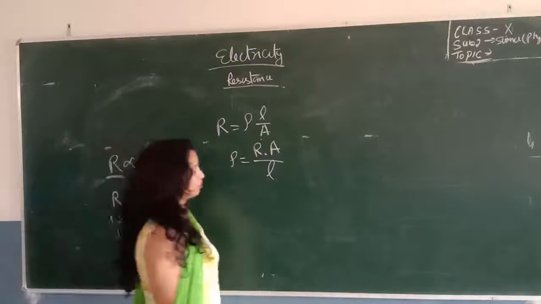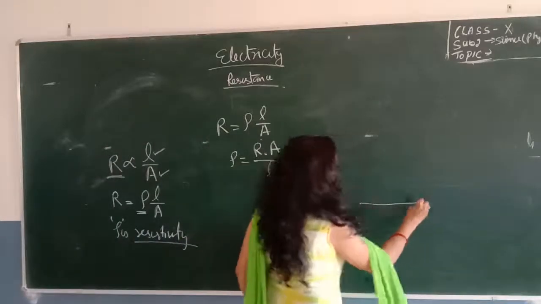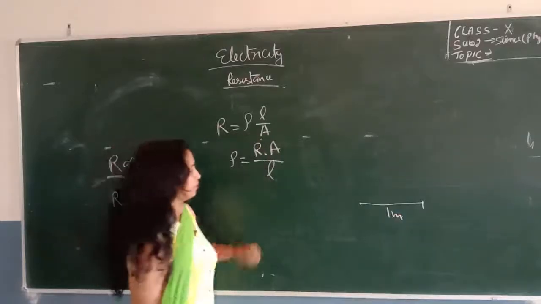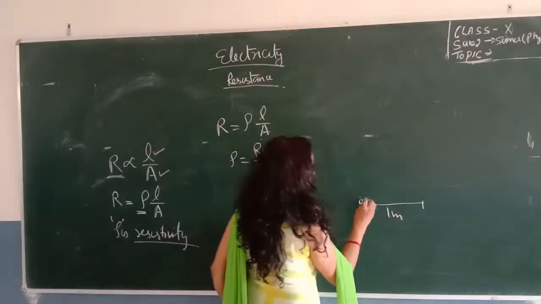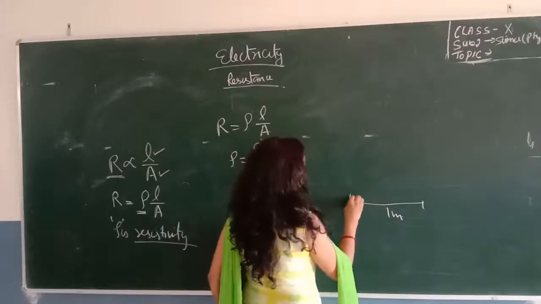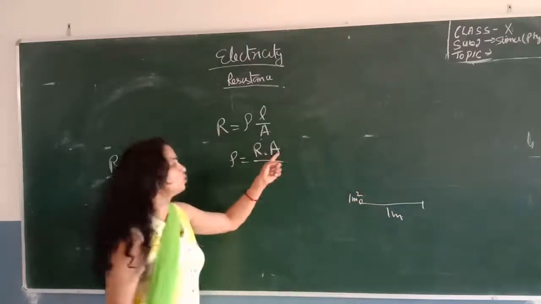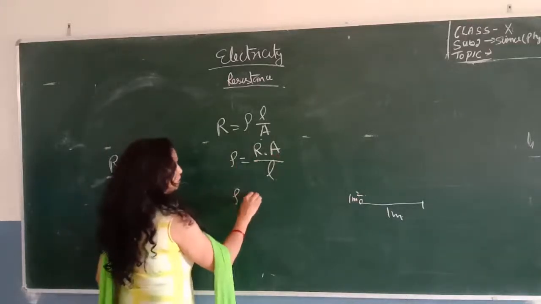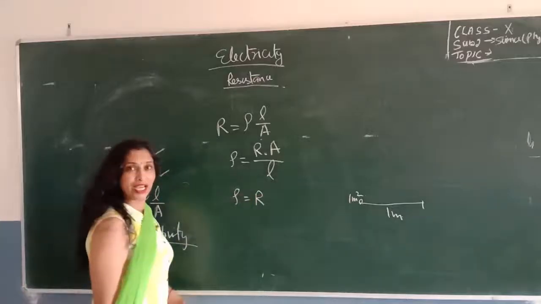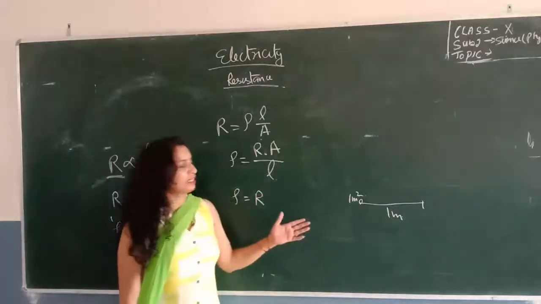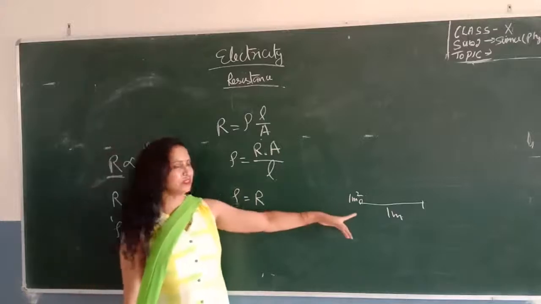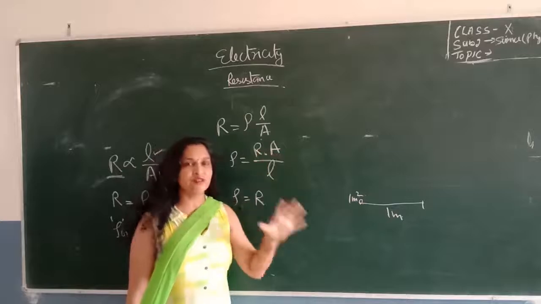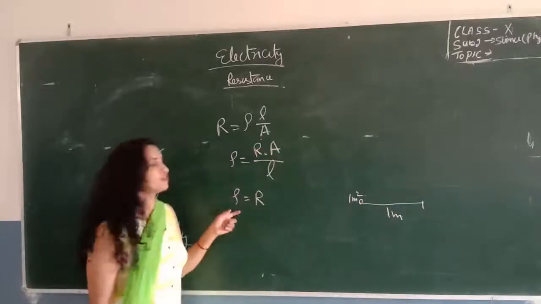Yes. So, take an example. This is a wire having the length of 1 meter. Now, what is the value of this L? This is 1 meter. And this wire has a cross-sectional area of 1 meter square. So we can say that the value of A is also 1 meter square. So what should be the value of rho here? It is equal to R. It means that for a wire having the length of 1 meter and the area of cross section 1 meter square, the resistance of this wire at that temperature is called the resistivity of the material.